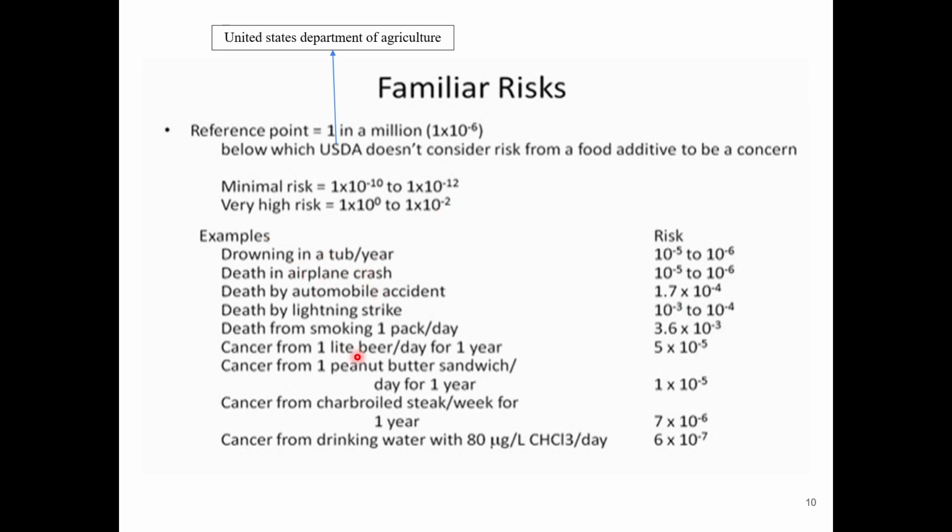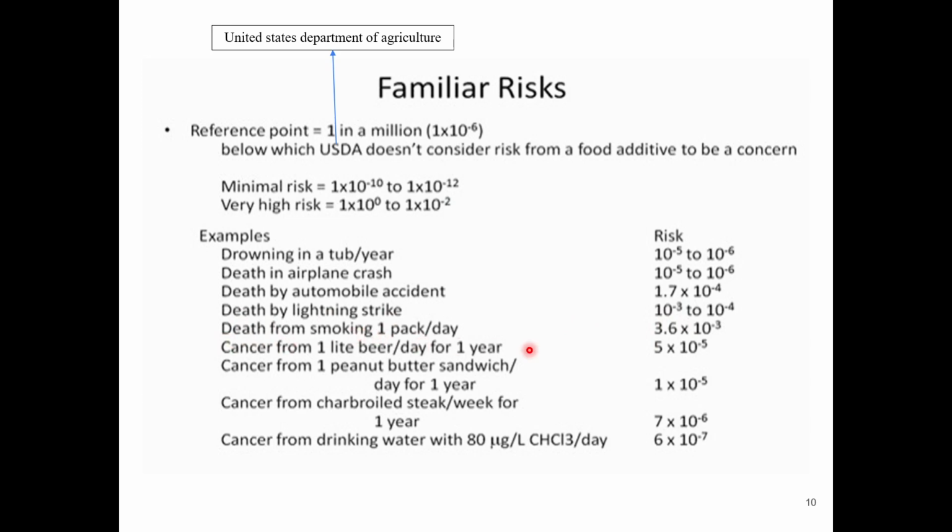And there are some examples of various incidents which have different types of risk, various events basically. If we talk about drowning in a tub per year, the risk is around 10 to the power minus 5 to 10 to the power minus 6. If we talk about death in an airplane crash, it is between 10 to the power minus 5 to 10 to the power minus 6, similar. When we talk about death by automobile accident, it has a value of 1.7 into 10 to the power minus 4. Death by lightning strike is 10 to the power minus 3 to 10 to the power minus 4.